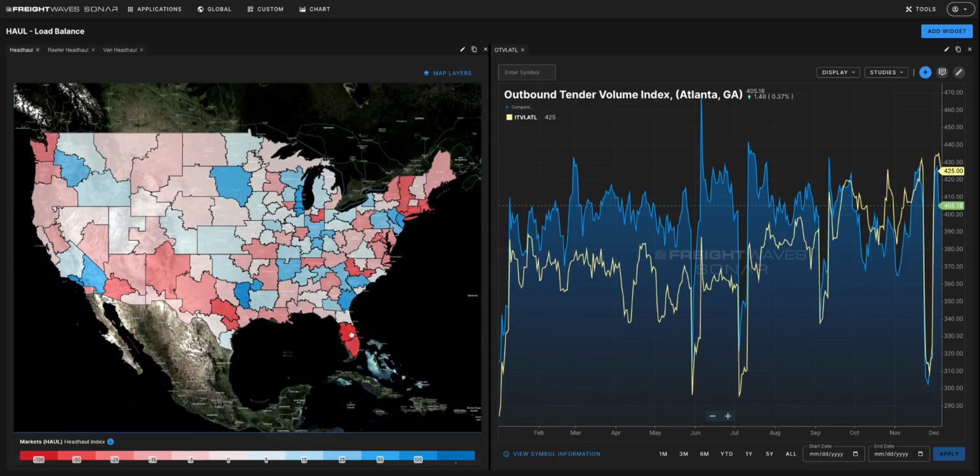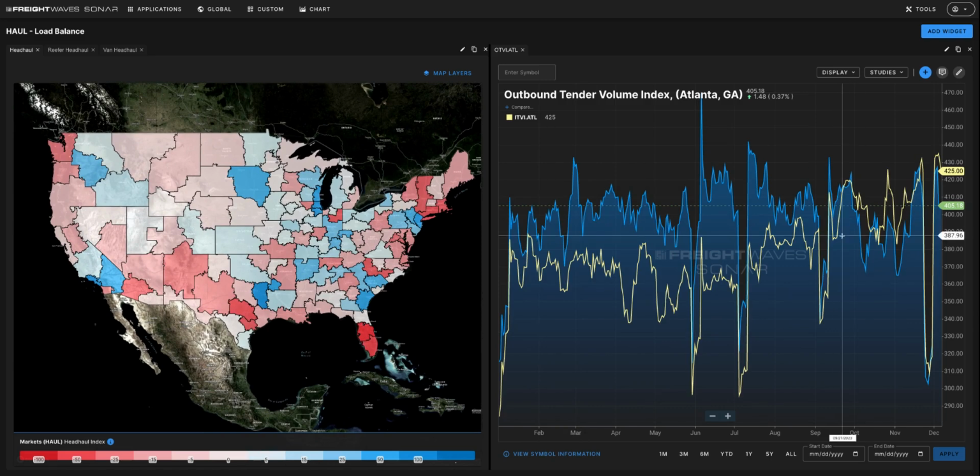So I have the map widget pulled up on the left side, and then I have the chart over here on the right side. On the map, I have just the general head haul index showing. That's going to include all equipment types, so van, reefer, and flatbed. And the way that we derive this index is by just subtracting the outbound tender volume from the inbound tender volume. So that will either cause a positive number or a negative number.